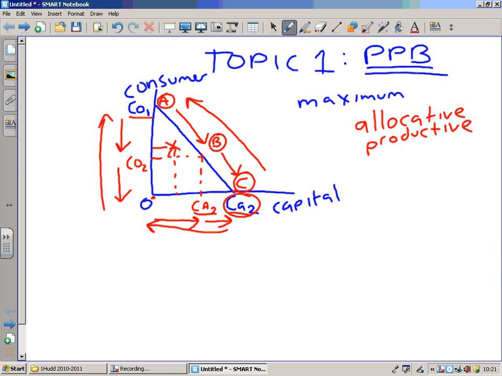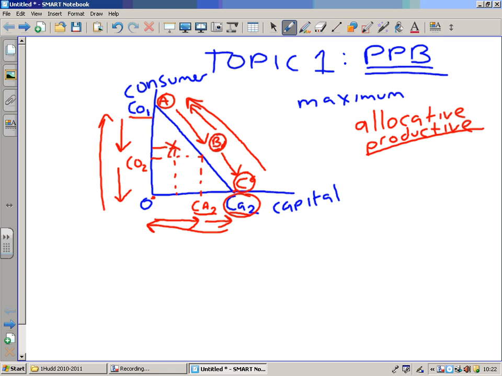Let's assume we're at point B on our production possibility boundary. If we're at point B and we decide to move to point C, we make those people happy that want to consume more capital goods, but that will be at the expense of people that want to consume consumer goods, because we can now produce less of those. Clearly, if we went from B to A, we produce more consumer goods, some people will be happy. We produce less capital goods, those people will be unhappy.